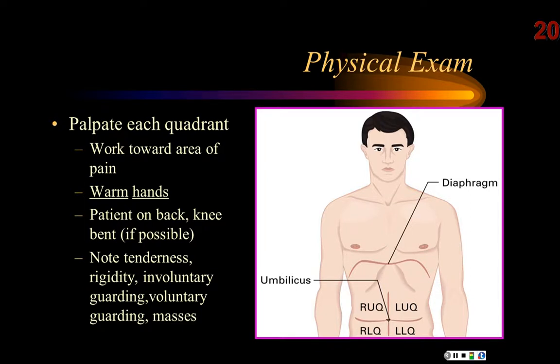Any involuntary guarding. Now, what does that mean? Yeah, when you touch it and they do this, that's guarding. That was kind of reflexive more than intentional. It was just that reaction that they had. And then also voluntary guarding. So if they're going, don't touch me here, don't touch me here, it hurts. Or masses. So when I palpate, that's what I want to feel for too, is do I feel any big lumps?